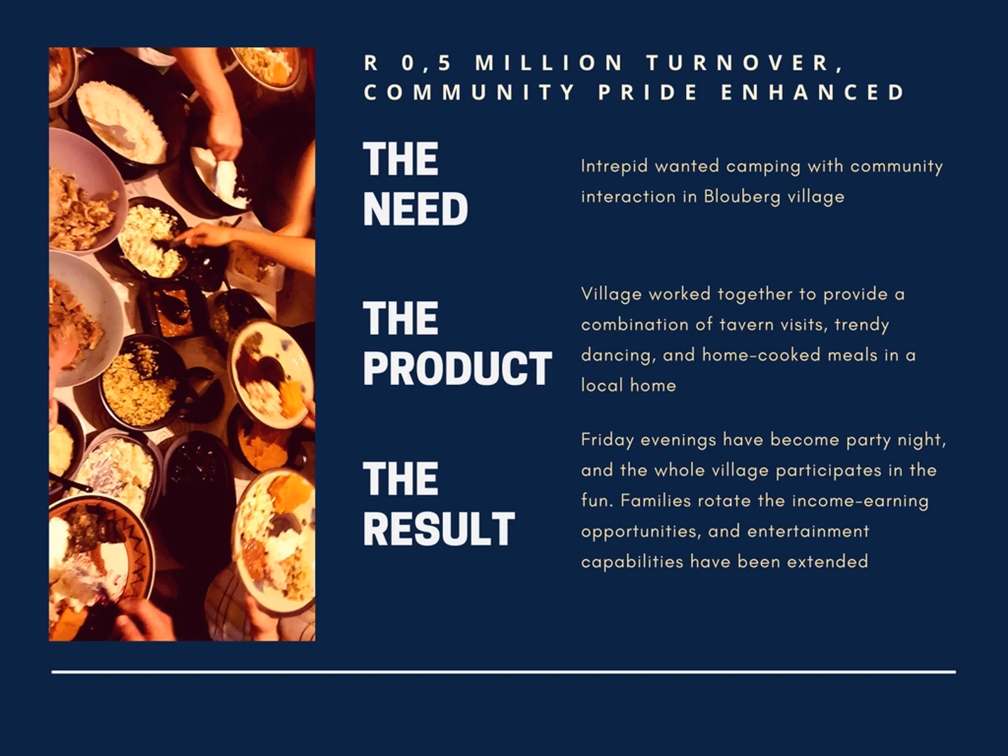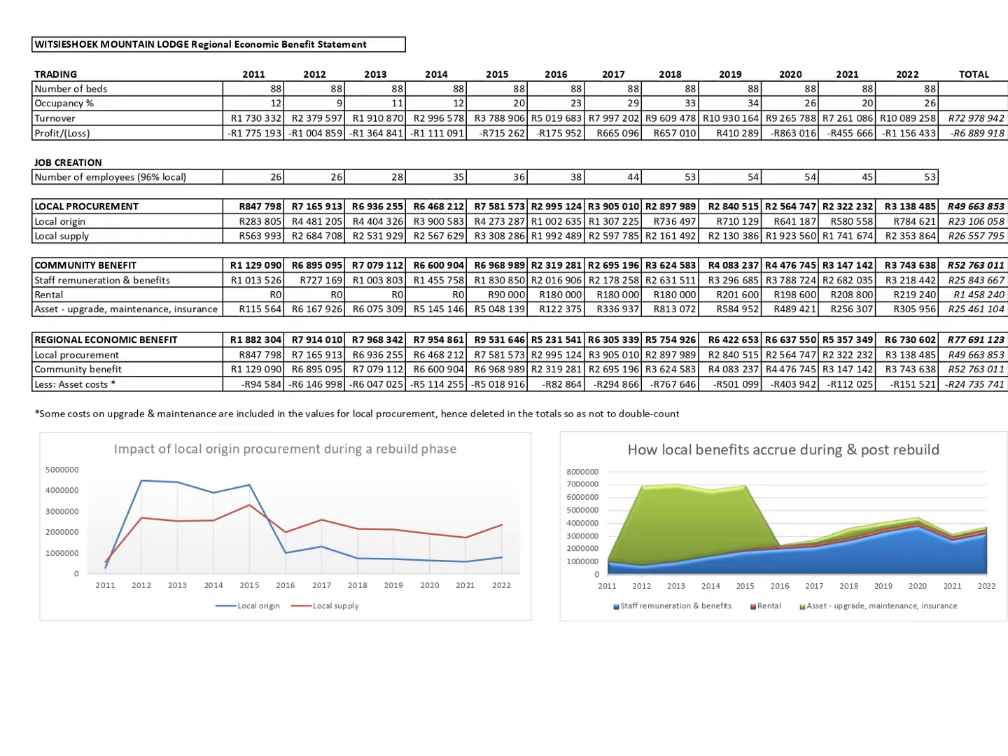And then at Blueberg, Intrepid, a UK-based global tour operator, wanted a camping site with community interaction in Blueberg. That's made about 0.5 million, half a million turnover already for the community of Blueberg. That's just 4 examples of what can be done.